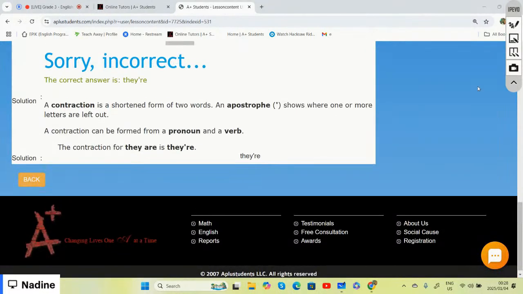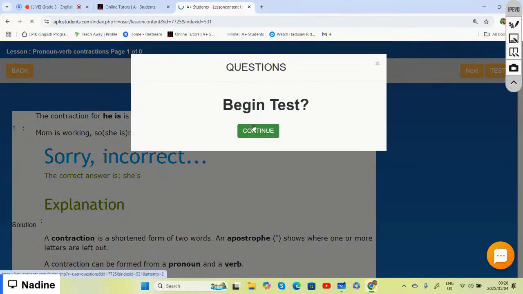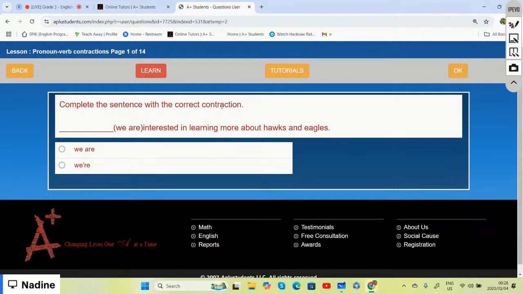Right, so now we're going to our test where we are going to choose the pronoun verb agreement. We need to complete the sentence with the correct contraction. So look at the word in brackets and then choose the correct contraction. It says we are interested in learning more about the hawks and eagles. We are. We need to find the shortened words of we are. Is it option one, we are, or option two, we're? We need to find the contraction.